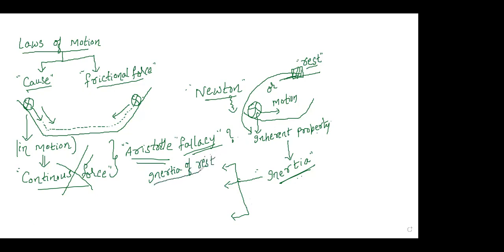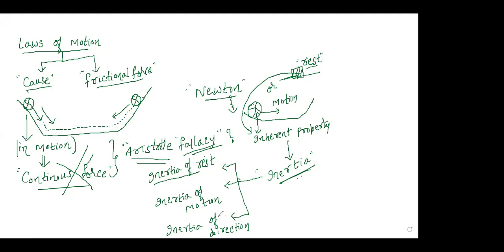Inertia of rest. Second one is called inertia of motion. The third one is called the inertia of direction. So there will be three types of inertia, students. One is called the inertia of rest. Second one is the inertia of motion. The third one is called the inertia of direction.